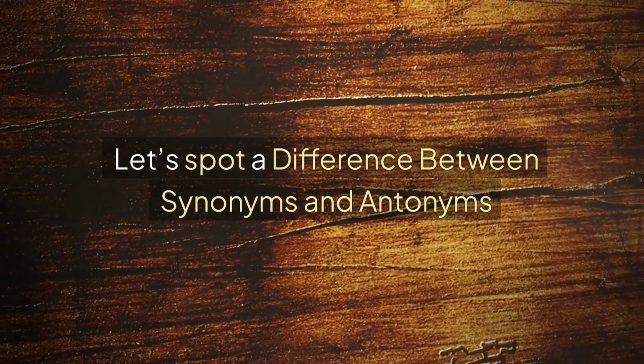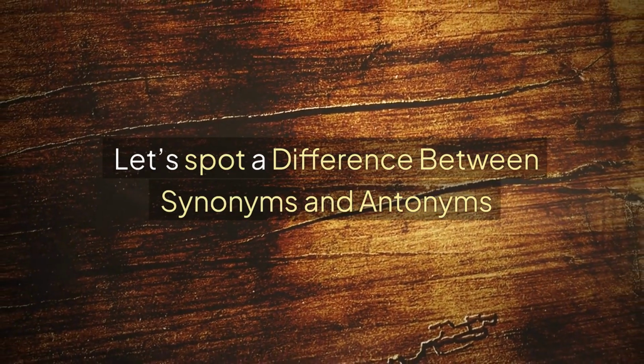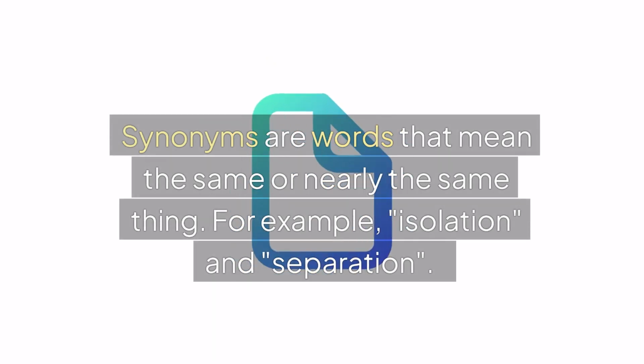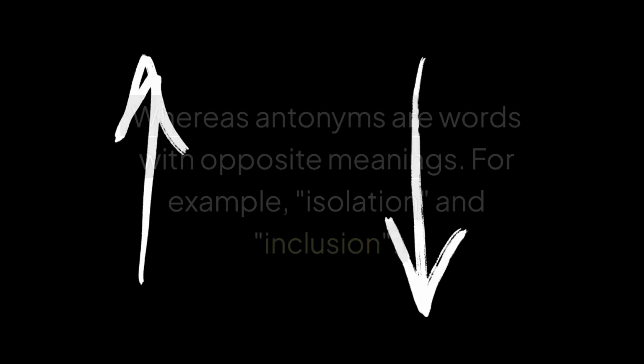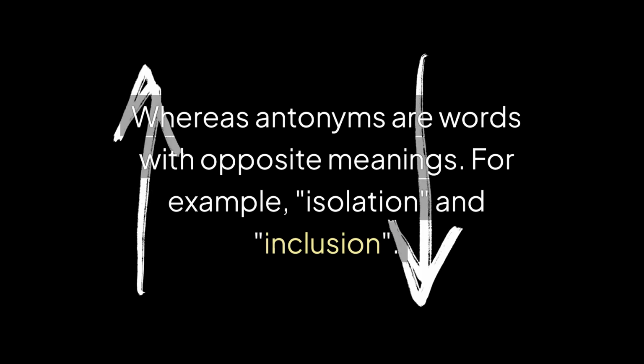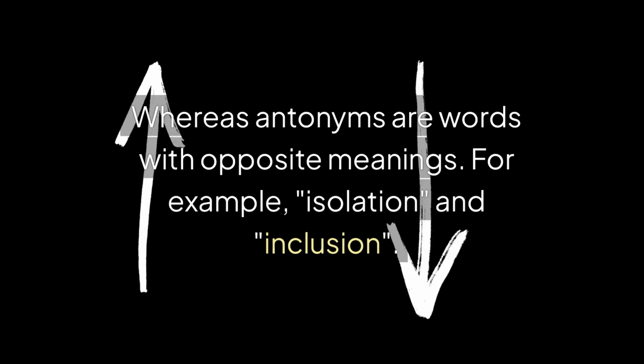Let's spot a difference between synonyms and antonyms. Synonyms are words that mean the same or nearly the same thing. For example, isolation and separation. Whereas antonyms are words with opposite meanings. For example, isolation and inclusion.